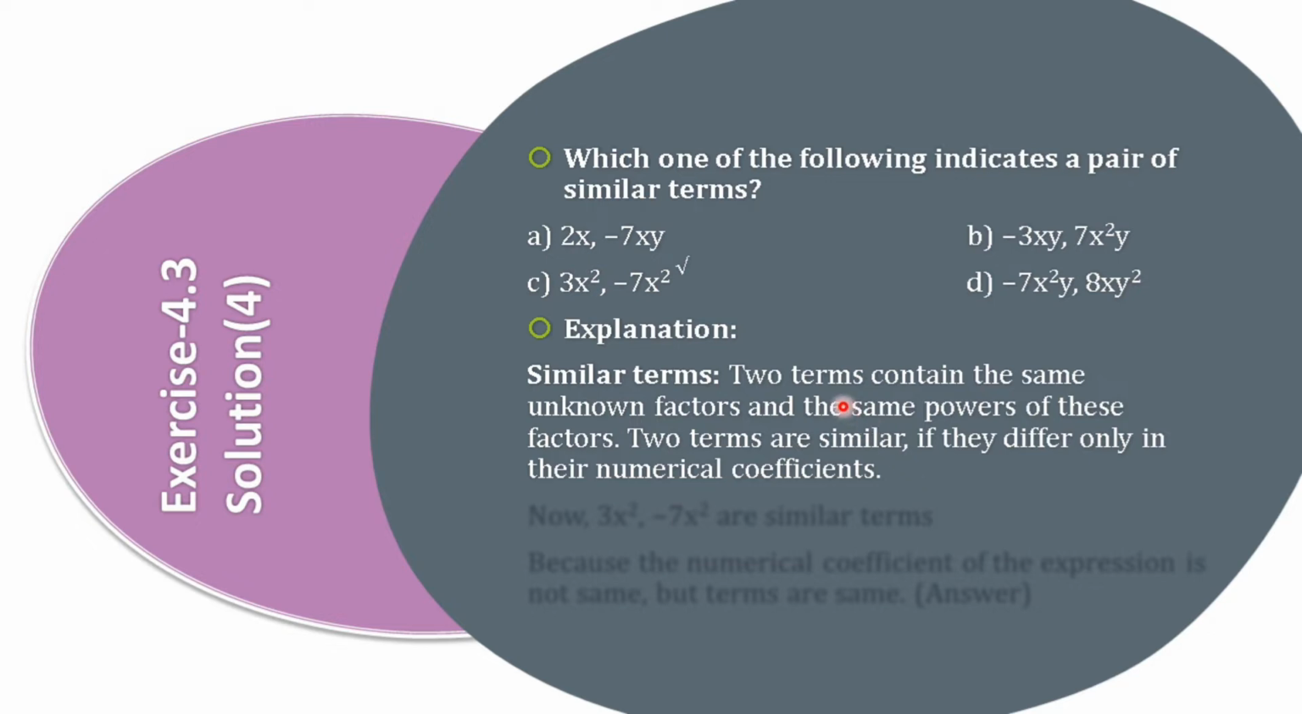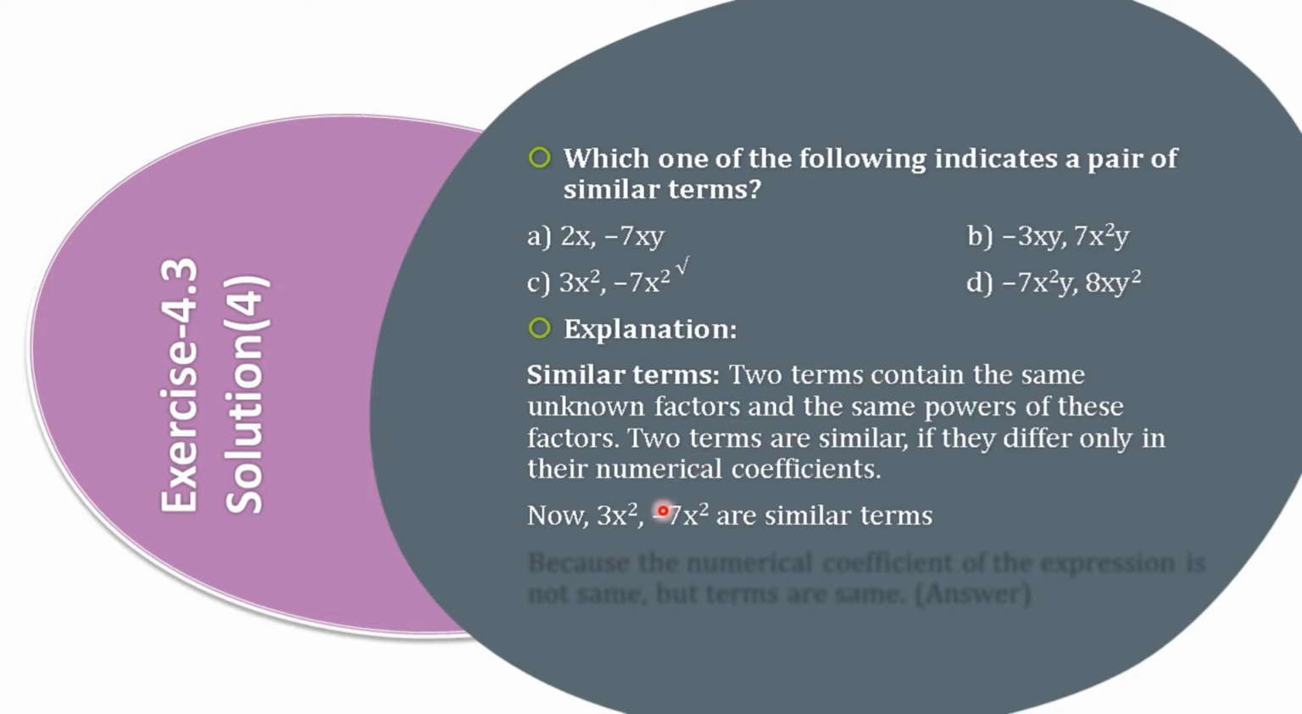Okay, my dear. Two terms contain the same unknown factors. That means the factors will be the same and the same powers of these factors. Two terms are similar if they differ only in their numerical coefficient, there is no problem. Let us see. Now 3x square minus 7x square are similar terms. Why? Because as you can see, there are two terms here, 3x square minus 7x square, and they contain the same unknown factors.